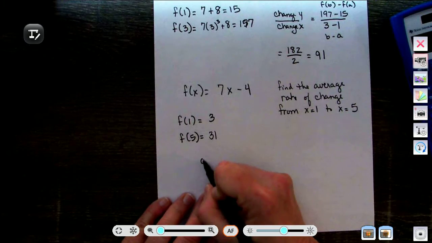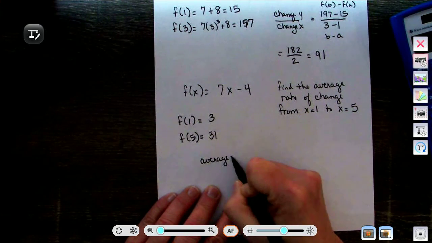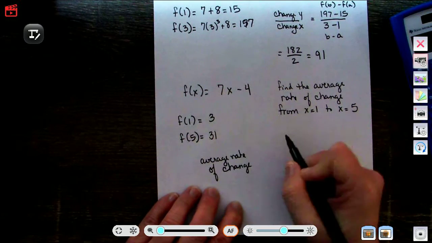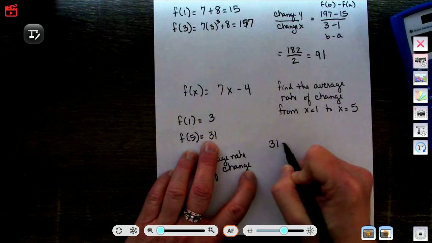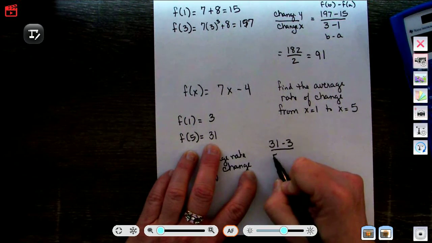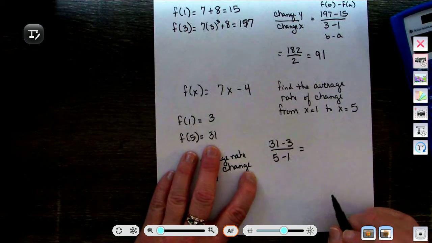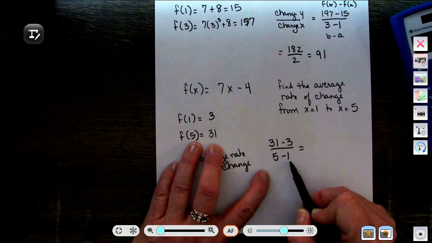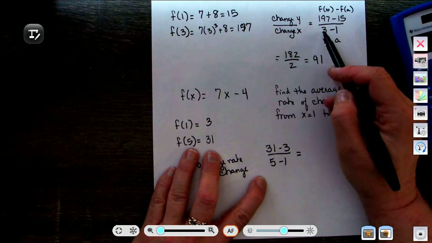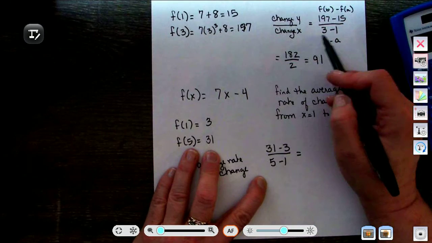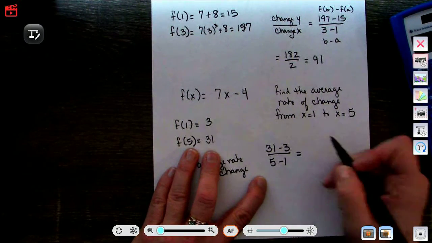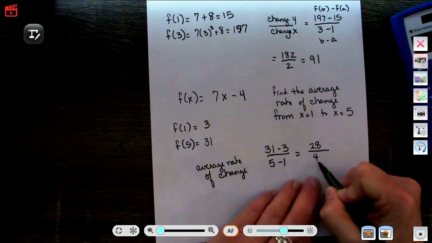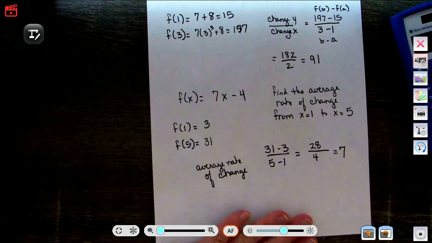So our average rate of change is your change in your y's, 31 minus 3, over your change in your x's. Make sure you do the subtraction in the same direction. So f of 5 minus f of 1, 5 minus the 1. Up here we did f of 3 minus f of 1, 3 minus 1. So make sure you subtract in the same direction. So 31 minus 3 is 28, divided by 4 is 7.